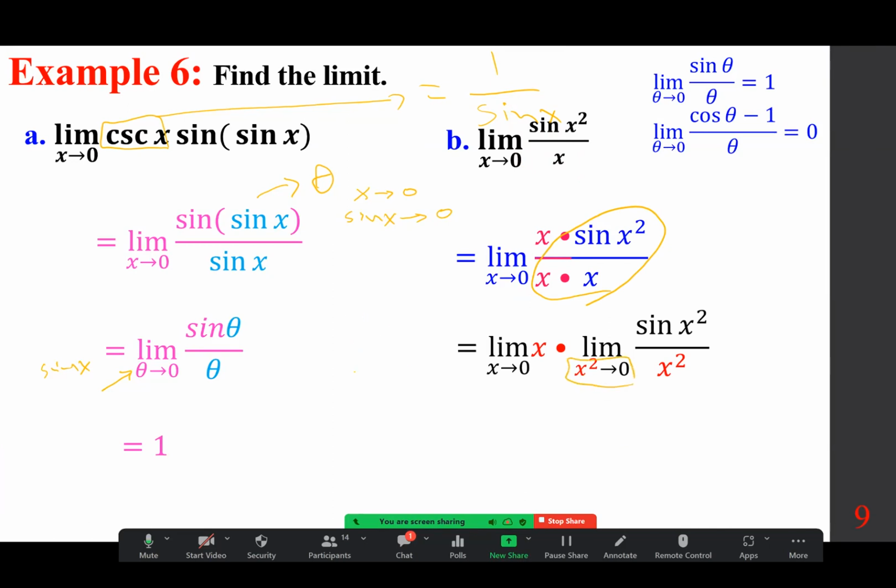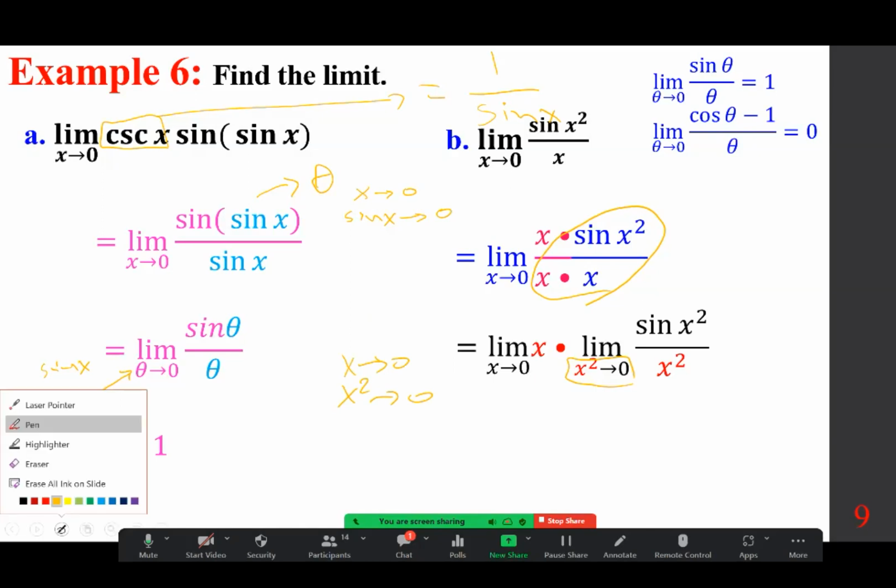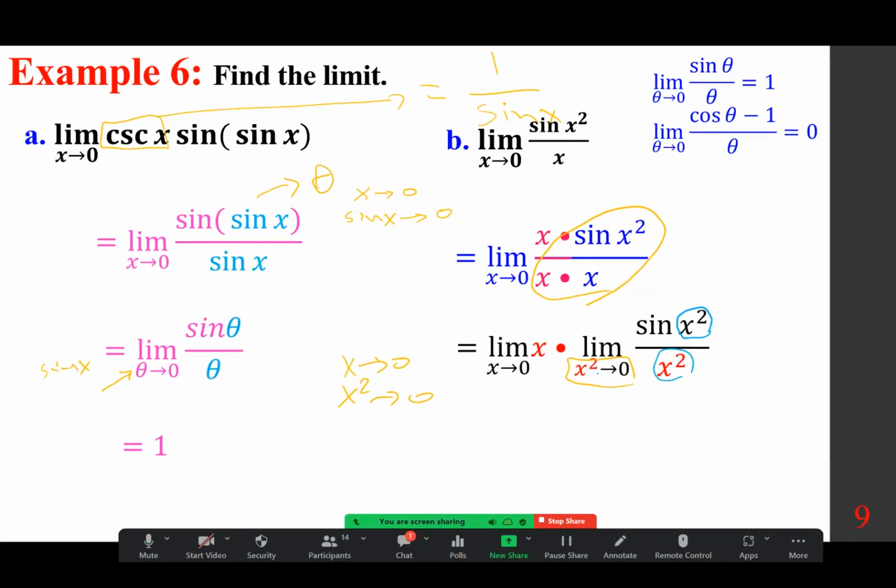When x goes to 0, so does x squared. You have to change it. Why am I changing it? Because now the argument of sine, the denominator, and this variable, they are identical. You can replace them with theta if you want. And so with that being the case, this is obviously 0, and this is 1, their product is 0.